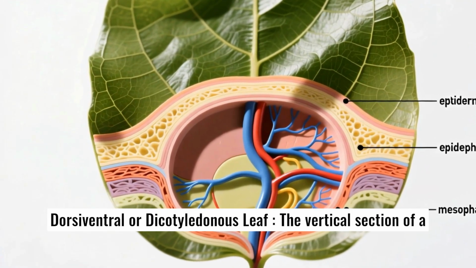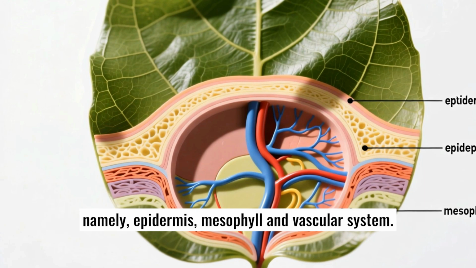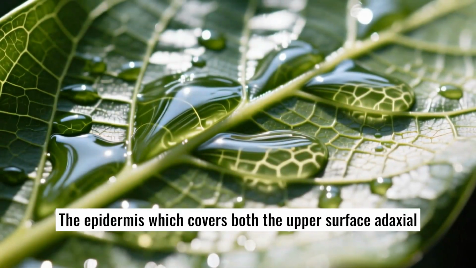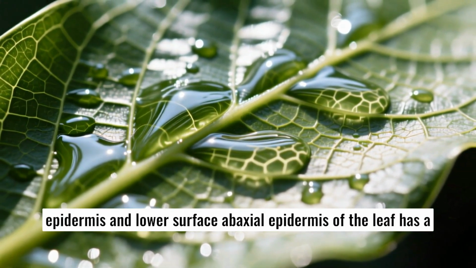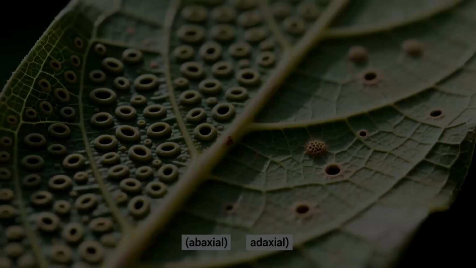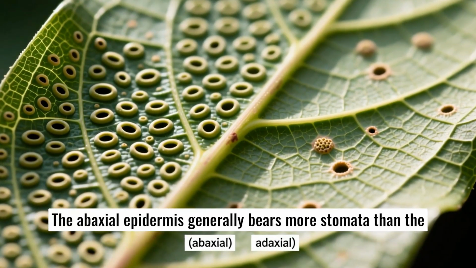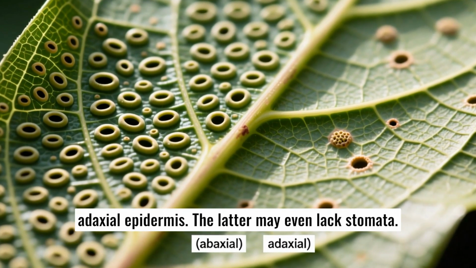Dorsiventral or dicotyledonous leaf. The vertical section of a dorsiventral leaf through the lamina shows three main parts, namely epidermis, mesophyll, and vascular system. The epidermis, which covers both the upper surface adaxial epidermis and lower surface abaxial epidermis of the leaf, has a conspicuous cuticle. The abaxial epidermis generally bears more stomata than the adaxial epidermis. The latter may even lack stomata.